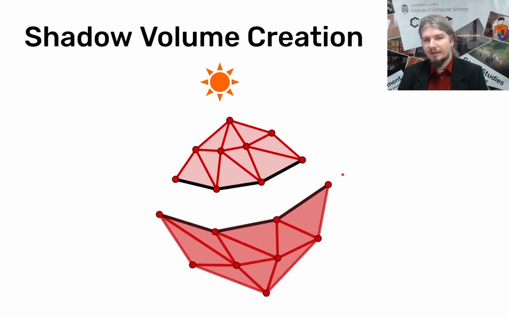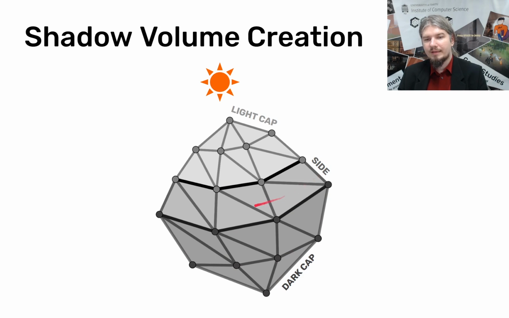Next, we separate the mesh. So we create duplicate edges along the silhouette edges, and we break this mesh apart into 2 sections. Next, we connect those 2 sections. So we have a light gap. These are the initial faces that were facing the light source. We have a dark gap, so those are the faces that initially were facing away from the light source. And we also have this side. Now this side just connects the light gap with the dark gap.